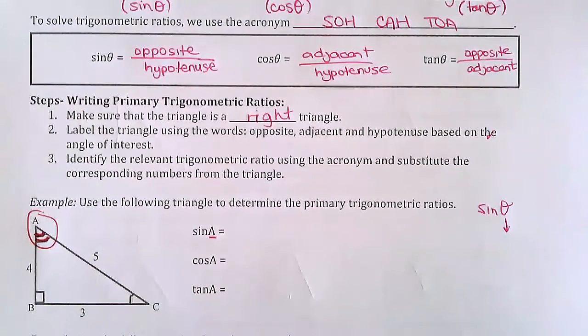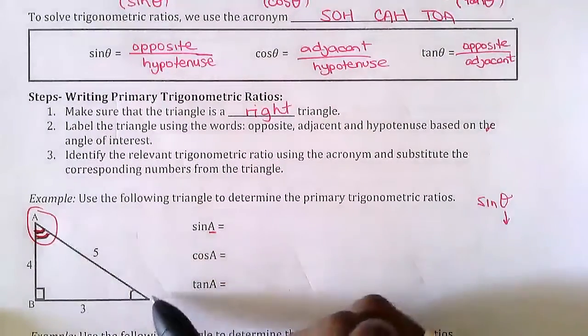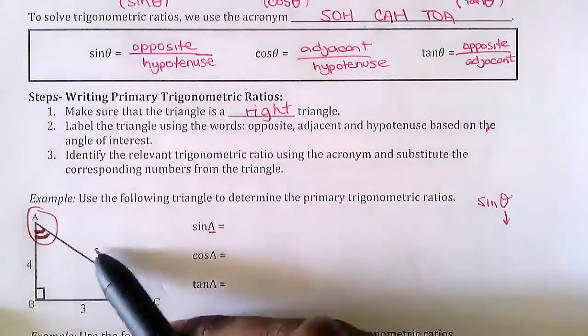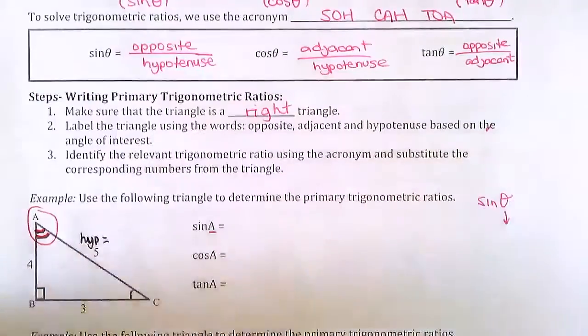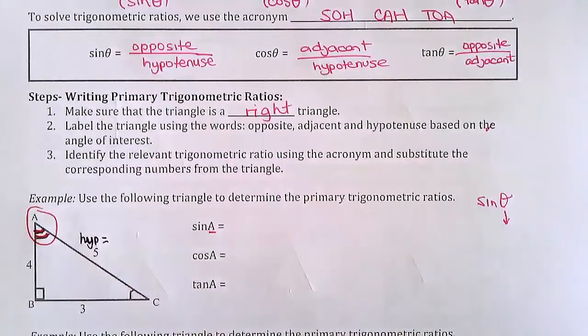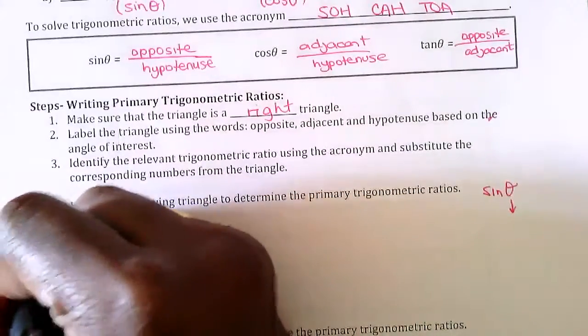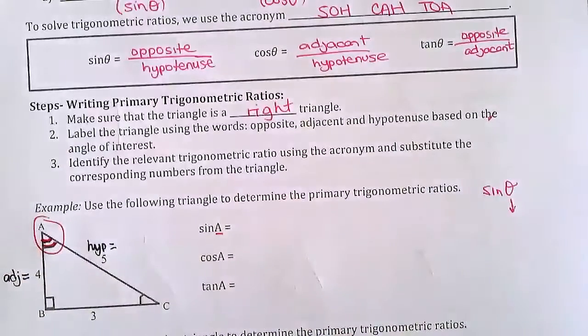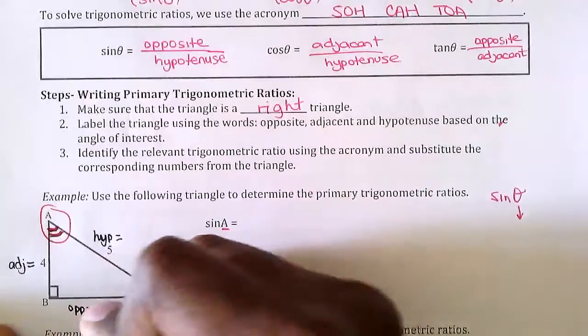Based on my angle of interest, I should be able to name the sides with those special names: opposite, adjacent, and hypotenuse. So remember, you always start by naming the hypotenuse first. It's the longest side, so 5, but also the side that's opposite to the 90-degree angle. So we can call this our hypotenuse. I'm just going to call it HYP for short. If this is our angle of interest, remember our adjacent is the side that is touching or close to that angle of interest. So that's my adjacent, and therefore this is my opposite.